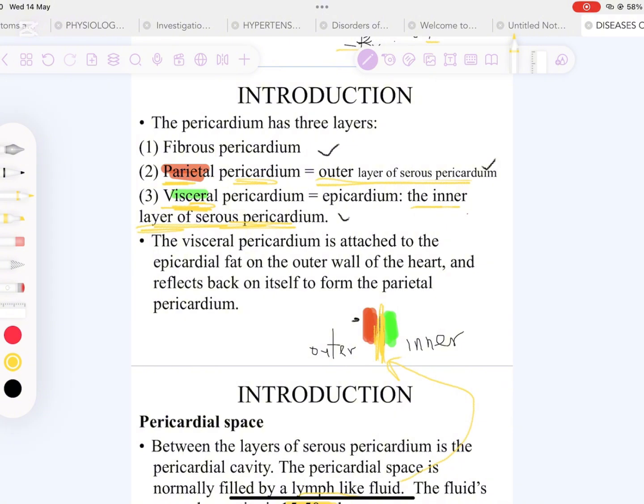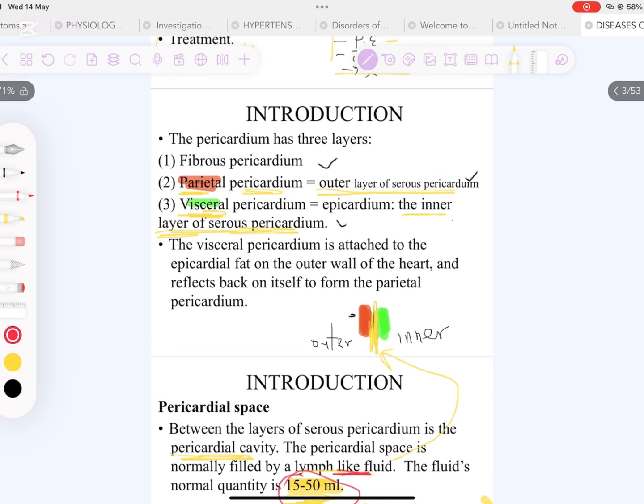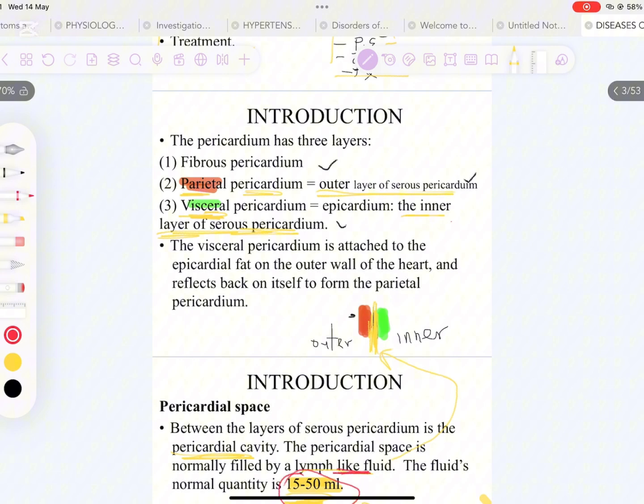Now, in between the visceral and the parietal, that is in between the outer and the inner layer, in between the first wrap and the second wrap, of course, there should be a space there. In fact, if you take an injection and inject water into that space, the water can stay in between those two. So what do we call that space? The pericardial cavity, which contains fluid, usually within 15 to 50 ml, and it is usually a lymph-like fluid. Take note, that is just the simple meaning of pericardium.